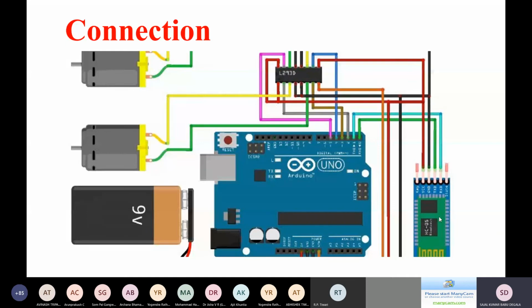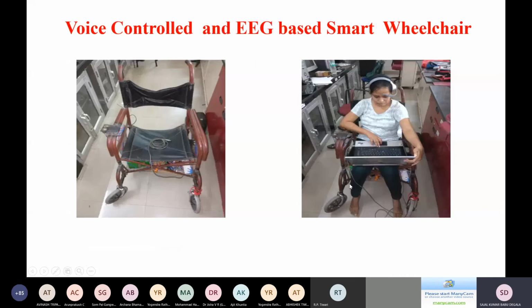So this is the wheelchair that we have developed here. We have named it the voice and EEG based smart wheelchair, and we can also call it an integrated wheelchair because it has many options. It has the voice option, it has the EEG option, and you can also add a joystick here.